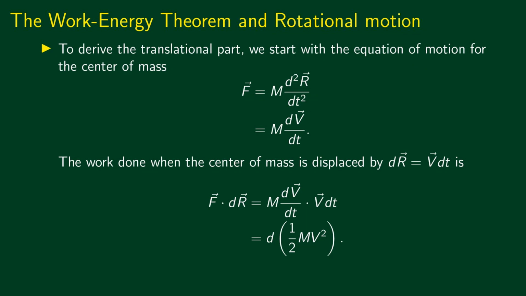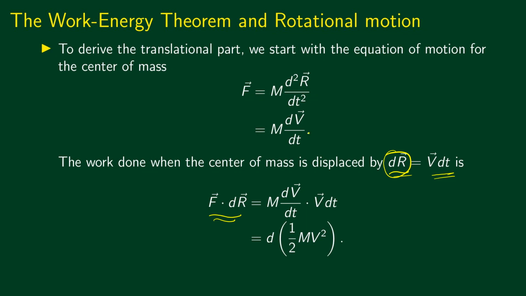Then Newton's equation is F vector equals m d squared r vector by dt squared, where R vector is the position vector of the center of mass. Now dr by dt is v vector, so we can write this as m dv vector by dt. The work done when the center of mass is displaced by dr vector, where dr vector equals v vector dt, is F vector dot dr vector, that is m dv by dt dot dr vector.